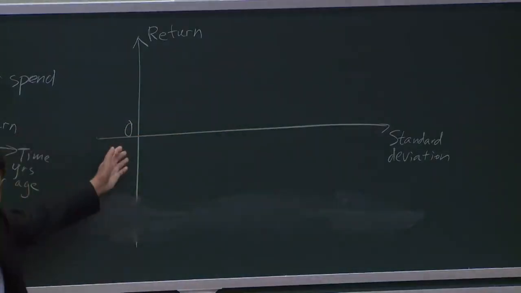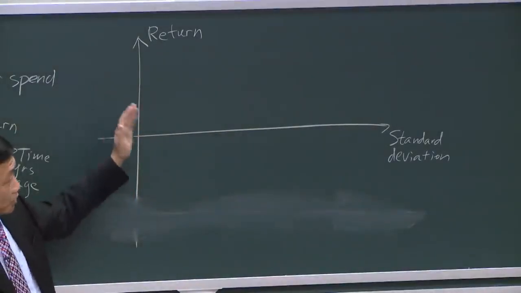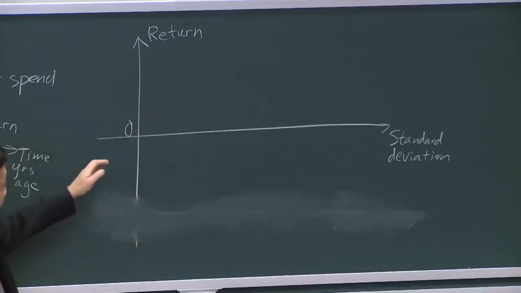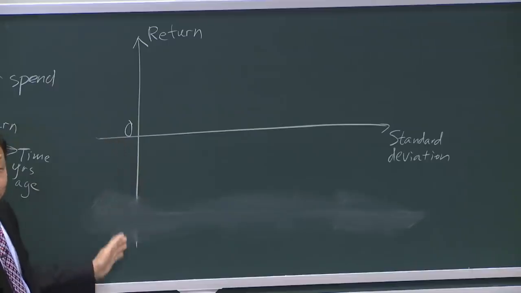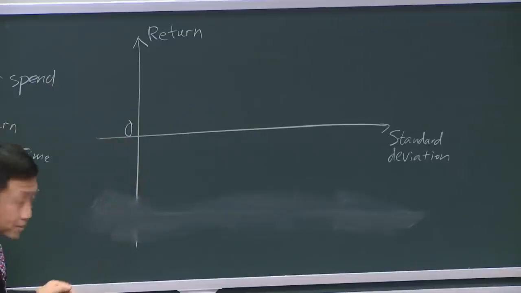So you're familiar with this chart, right? Return versus standard deviation. Standard deviation is not going to go negative, so we stop at 0. But the return can go below 0. And I'm going to reveal one formula before I go into it. I think it's useful to revisit what you previously learned.